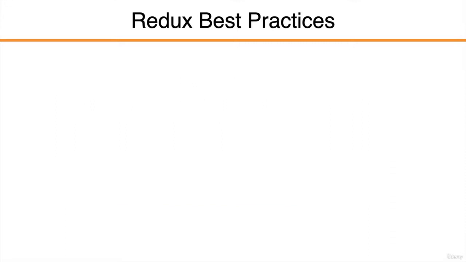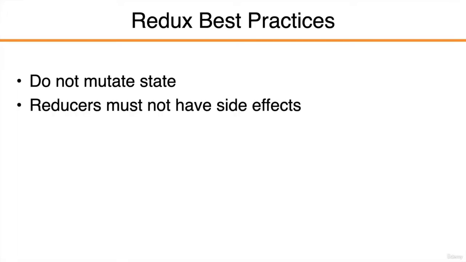So just a few best practices. There are many when it comes to Redux. The first and most important one is that we're not allowed to mutate state inside our Redux store. We have to create new states and then replace the existing state with that state. Our reducers must not have side effects. They cannot go out and get some data from the API and then update the states based on that data. They must not have side effects. They have to use what's referred to as pure functions. Functions that do not have side effects.